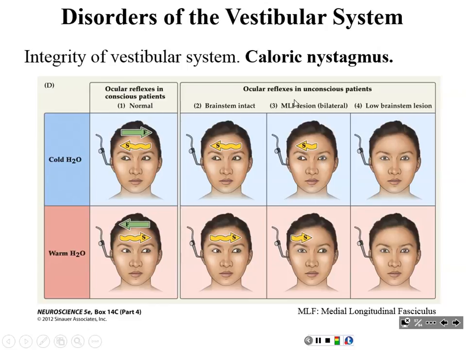If you have a lesion on the medial longitudinal fasciculus, only the eye closer to the ear that you're testing is going to move. And if the lesion is in the low brainstem, there is not going to be any response in either one of the eyes. Same thing applies to the warm water, but exactly in the opposite direction. Okay?